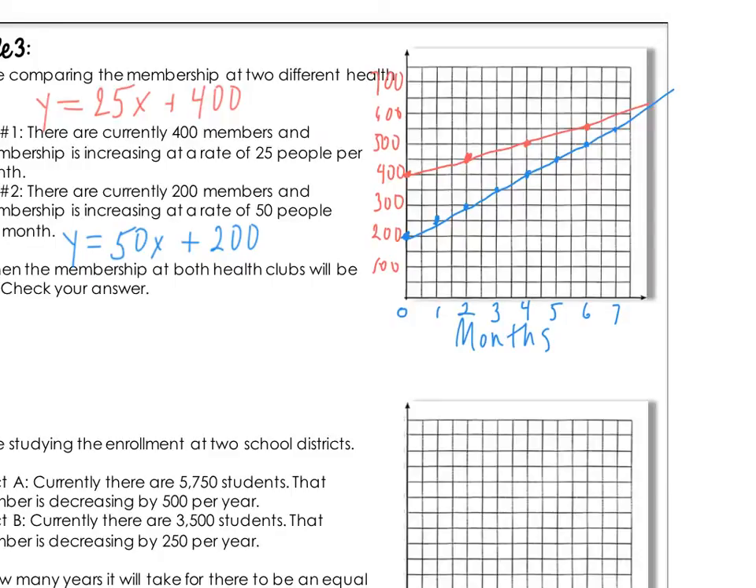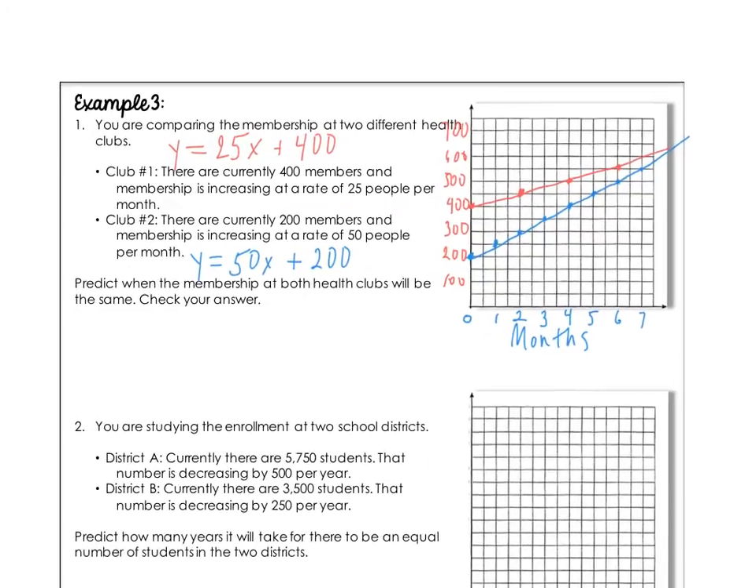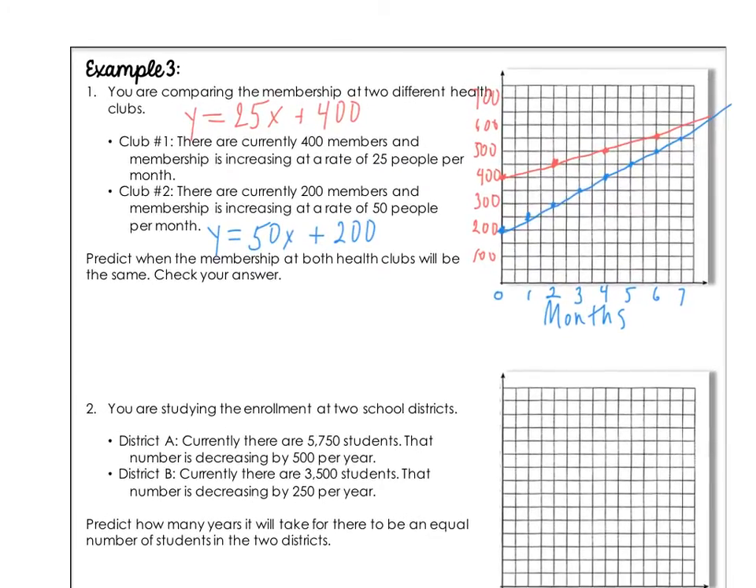Okay, so that's pretty good. And let's see what it wants to know. It says predict when the membership at both health clubs will be the same. So in other words, when will they have the same number of people? Well, gee, if I would have picked a better graph and made every 2 squares be 1 month, I think we would have seen that.